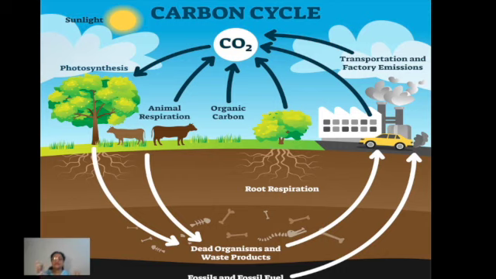The trees take in carbon dioxide and they give out oxygen. But the human beings and the animals, they take in the oxygen and they give out carbon dioxide. So there is always a balance which is maintained on the earth.